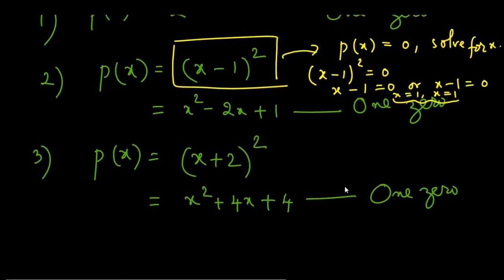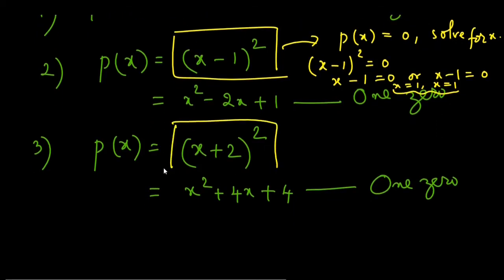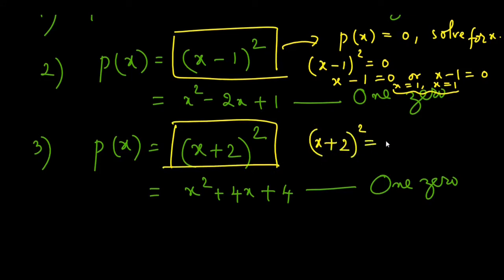So here is a complete square in x. X plus 2 whole square is equal to 0. To find zeros of this polynomial, let us equate it to 0. So x plus 2 whole square is equal to 0. This gives x plus 2 is equal to 0 or x plus 2 is equal to 0. So x is equal to minus 2, again minus 2. We have two equal zeros. So this has only one zero.